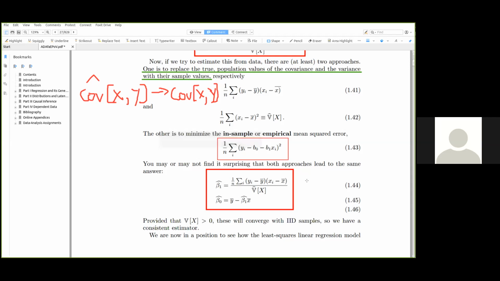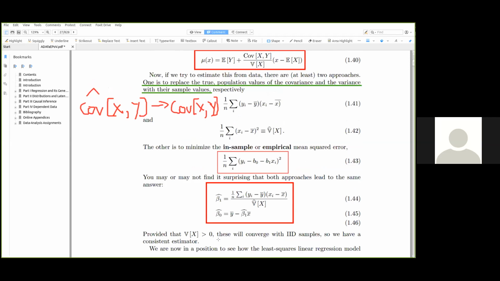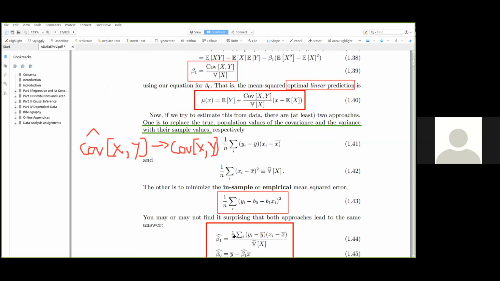So what you see finally is that the answers you get for the estimates beta 1 and beta 0 all lead to the same answer. Beta 1 is 1 by n summation of (yi minus y bar) times (x minus x bar), divided by the variance hat of x, which is the same as the value for beta 1 which we got. The numerator is still the covariance and the denominator is still the variance. So both these approaches end up at the same answer.